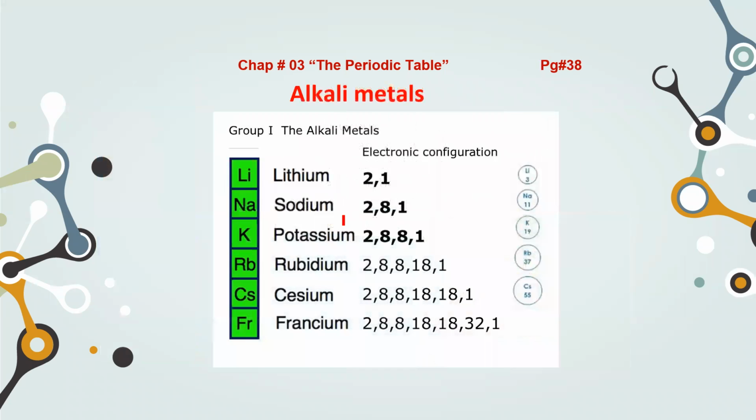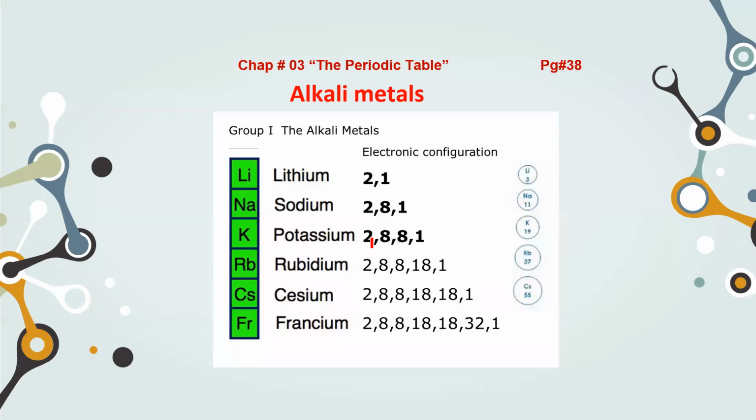This picture will tell you about the alkali metals in detail. Look here. The first element in the first group is lithium. The electronic configuration of lithium is 2 and 1. 2 and 1 means 2 electrons in the first shell and 1 in the second shell. Sodium has 2 electrons in the first shell, 8 electrons in the second shell, and 1 electron in the third shell.